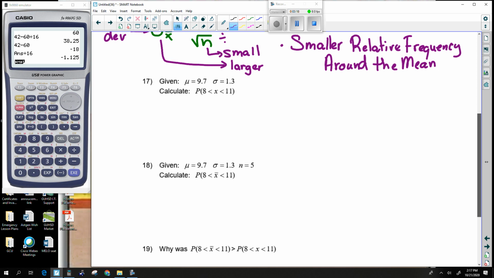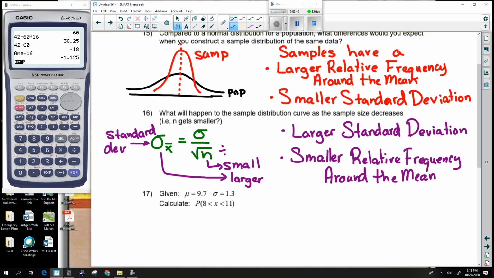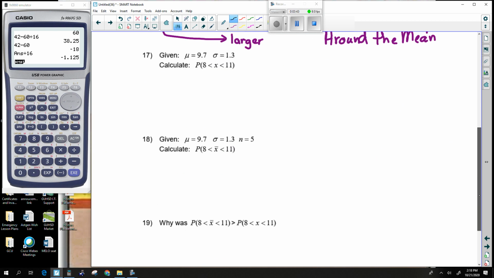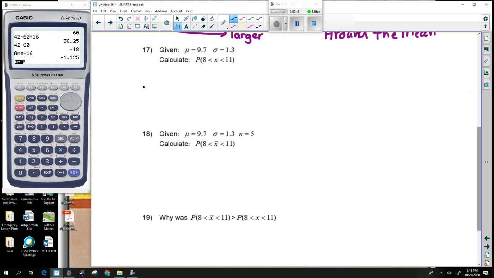Okay, here comes the math problems. Number 17 is a regular x. Number 18 is an x bar. So in number 18, I'm just going to do the same thing, but with a new standard deviation. And we'll figure that out as we go along. All right, so number 17, black ink, we are going to find the probability, aka the area, between 8 and 11.